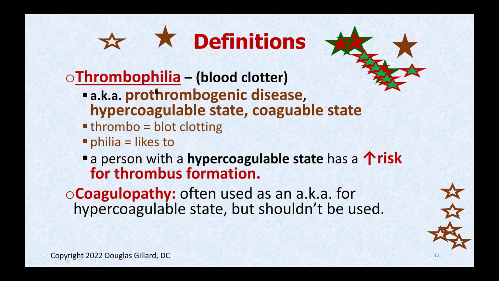So thrombophilia. Philia is you like to do something. Thrombo is you like to form thrombosis. So this is a blood clotter. This is someone who clots too easily. Don't really say clots too easily. That's kind of slang. But you could say these thrombophiliacs have a prothrombogenic disease. Pro means yes. Thrombo means thrombosis. Genic means the process of. So they like to form thrombus.